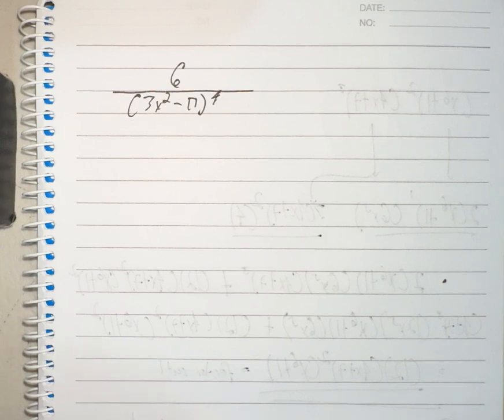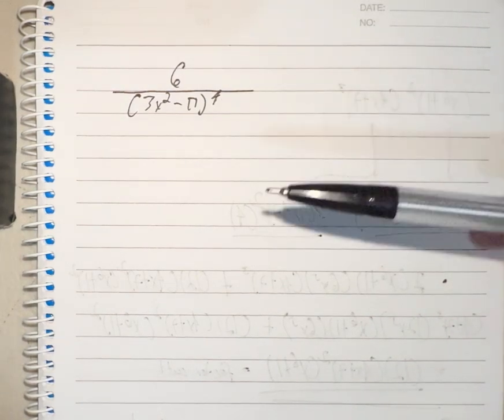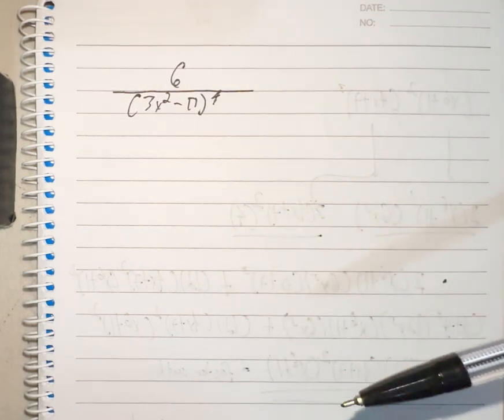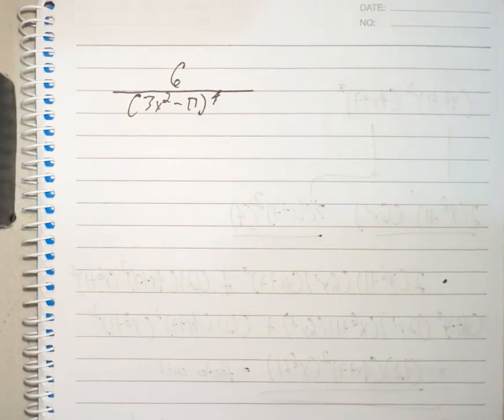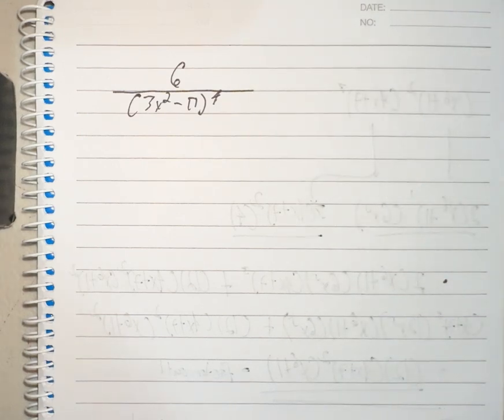So naturally, when students first see this, they're instantly going to assume that we have to use the quotient rule. However, the quotient rule is pretty long. It's kind of impractical, especially when it comes to problems like this. So I'm going to be teaching you guys a much simpler way on how to do it.